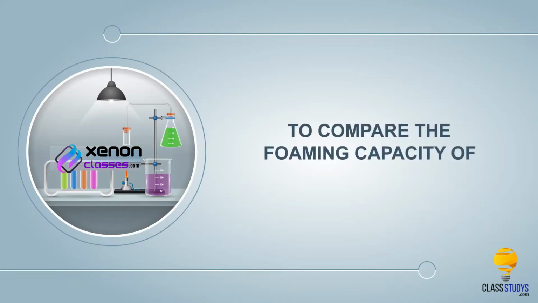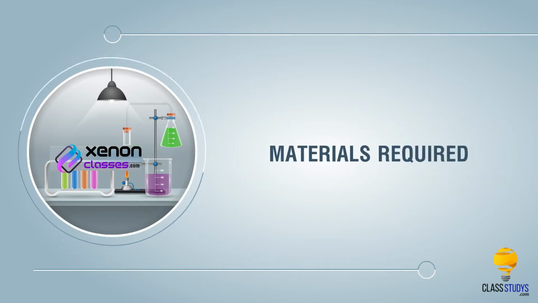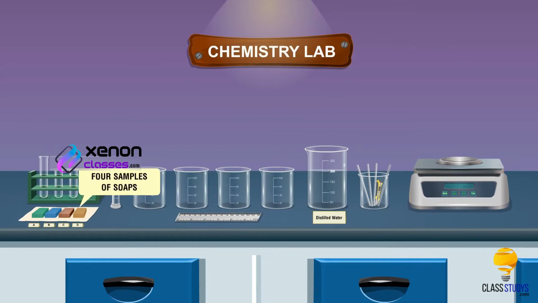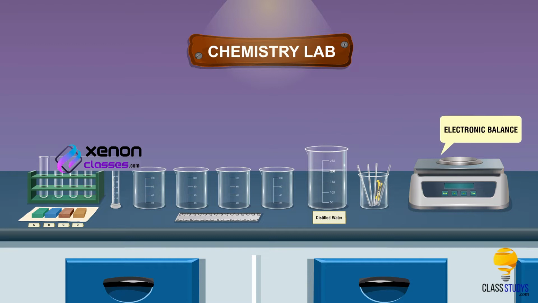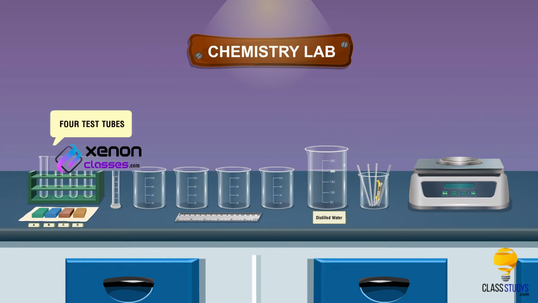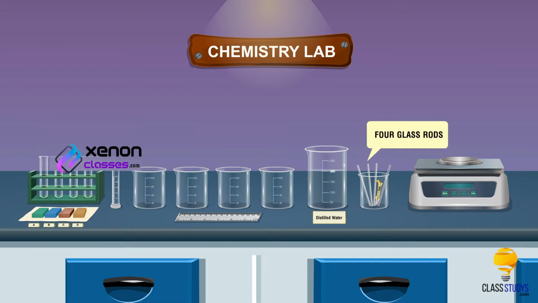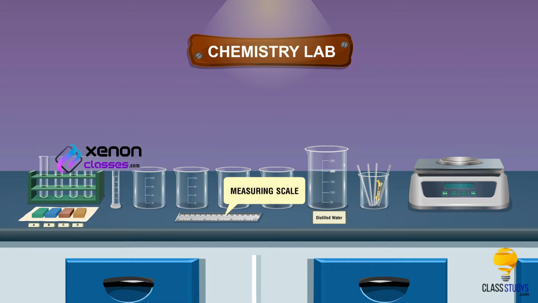Compare the foaming capacity of different samples of soap. Materials required: 4 different samples of soaps, distilled water, electronic balance, 4 test tubes, 4 beakers of 100 ml, 4 glass rods, a measuring cylinder, a measuring scale of 15 centimeters, and a cutter knife.